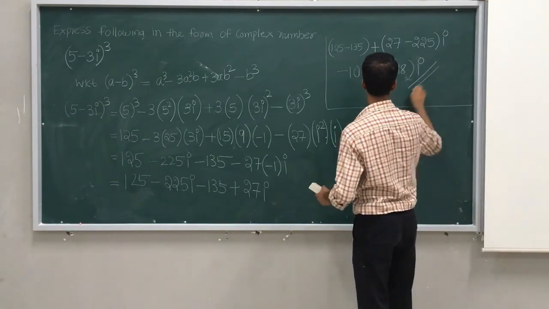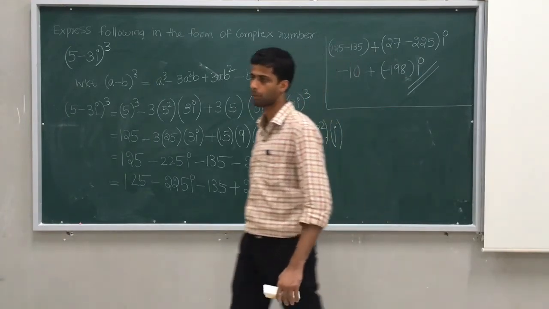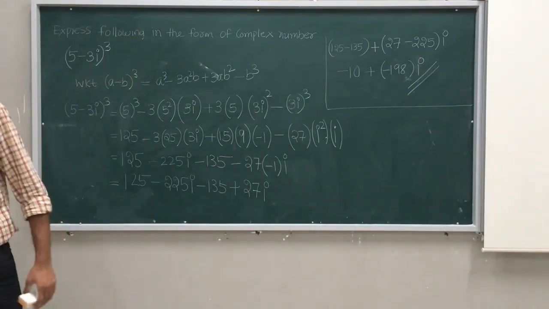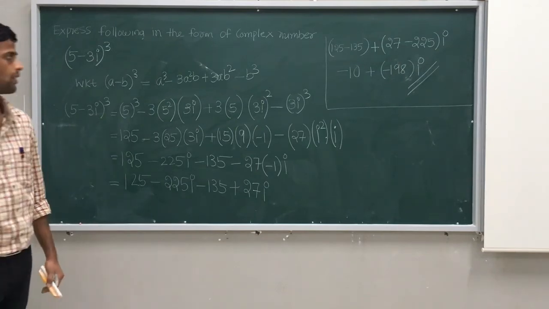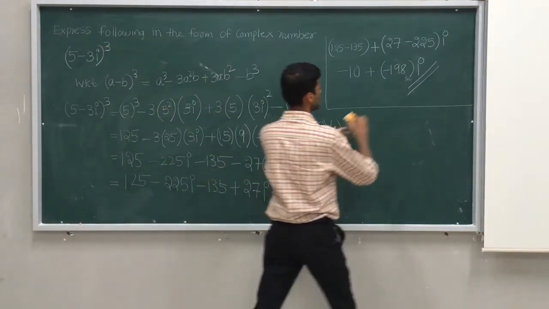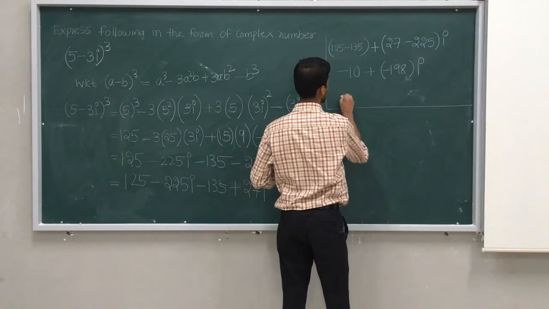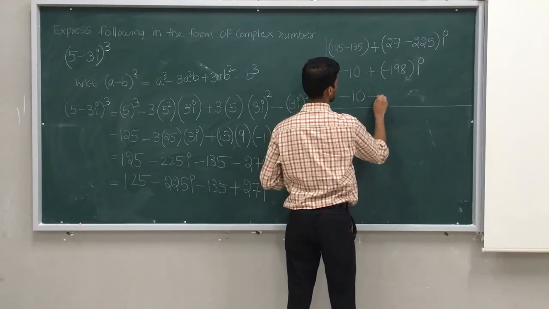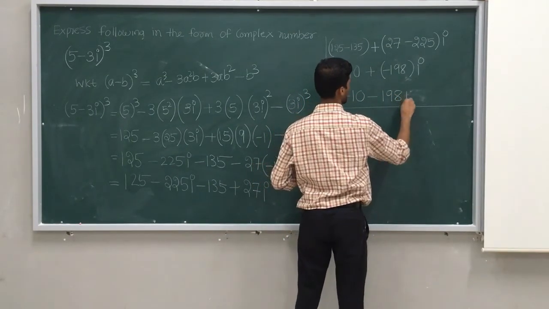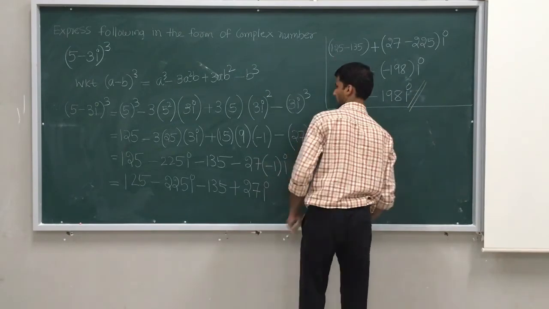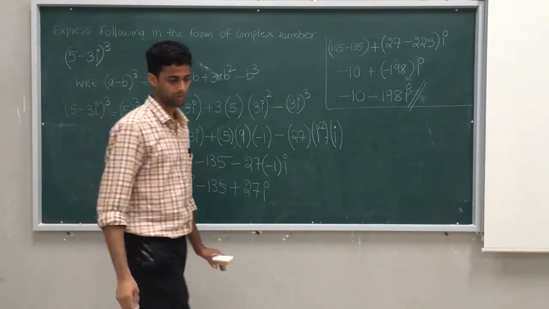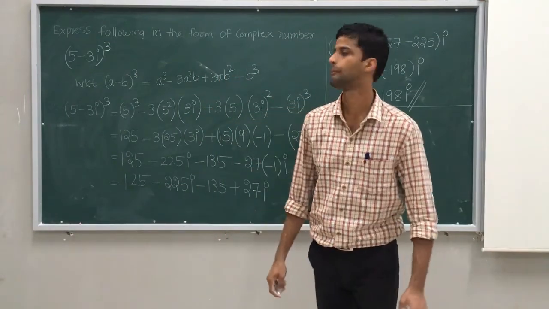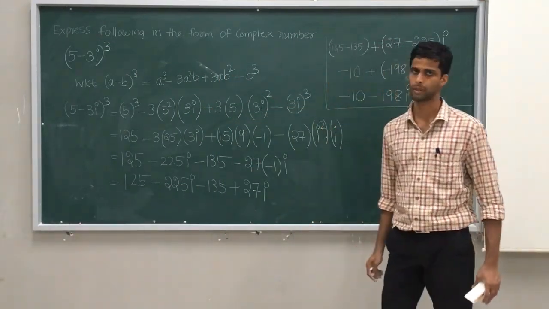So this is the detailed complex form of this particular question, that is minus 10 plus 198i, or if you want, you may write this thing as minus 10 plus into minus minus 198i. Thus we expressed the given cubic question also in the complex form. Refer to the exercise questions and solve all questions in a systematic way.